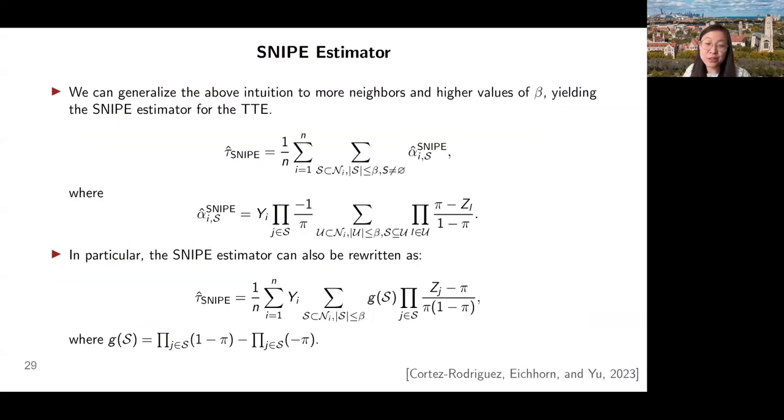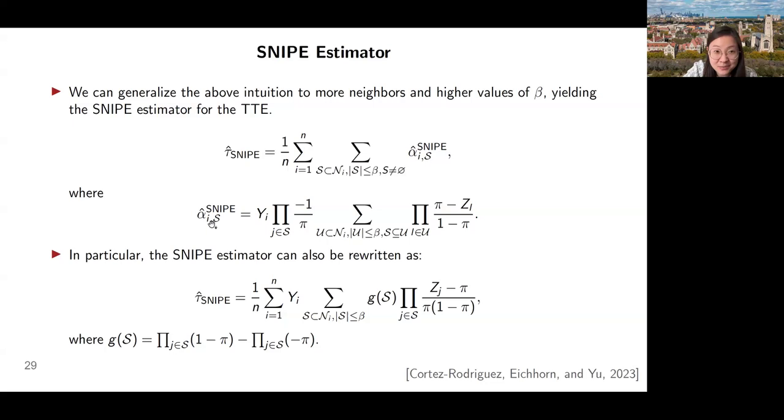So a bit more generally, we could use this intuition for higher values of beta and more neighbor settings. And this actually gives us the SNIPE estimator that's proposed by this paper, Cortez et al. 2023. This estimator is basically an aggregation of individual estimators of the alphas, and the individual estimator of the alphas takes this form, which is basically some products of the z minus pi. Okay, and we could reorganize this. I don't actually remember why this estimator is called the SNIPE estimator. I think it's probably something like structured neighborhood interference polynomial estimator. I think that's about right. But I like this name SNIPE. It's actually pretty simple and concise.